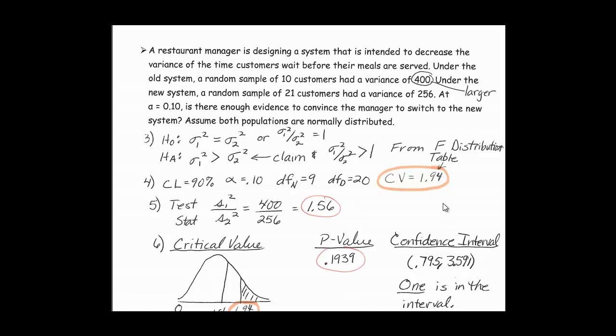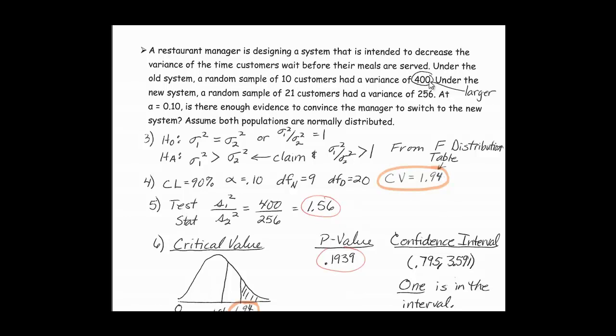Okay, in this example of two variance testing, hypothesis testing, a restaurant manager is designing a system that is intended to decrease the variance of time customers wait before their meals are served. Under the old system, a random sample of 10 customers had a variance of 400.